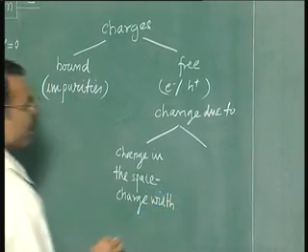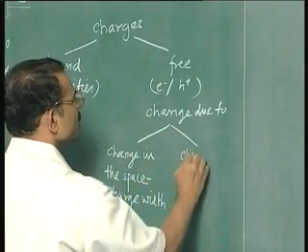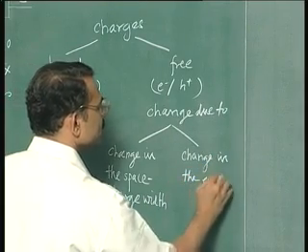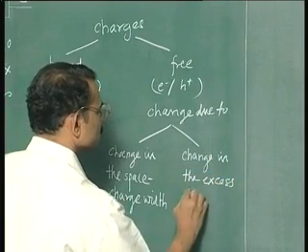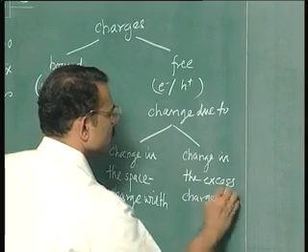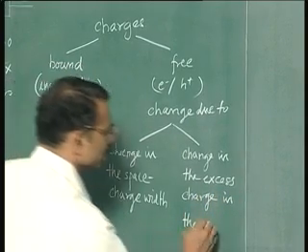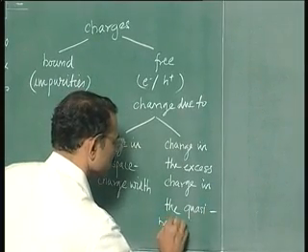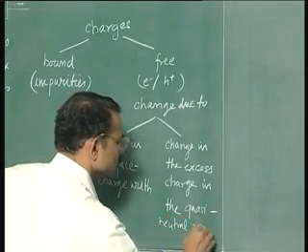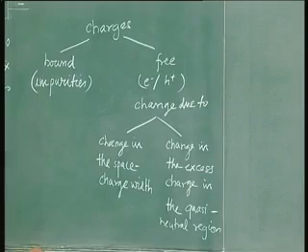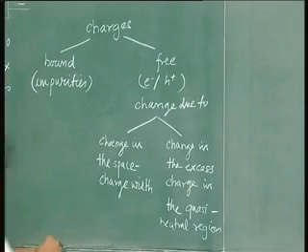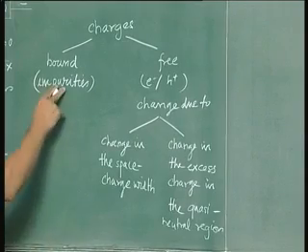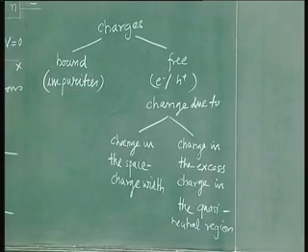and due to change in the excess charge in the neutral regions or quasi-neutral region. So the electrons and holes, they change in the number, but these impurities, the bound charges, do not change.